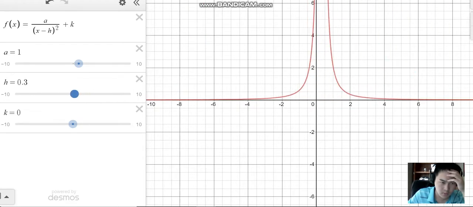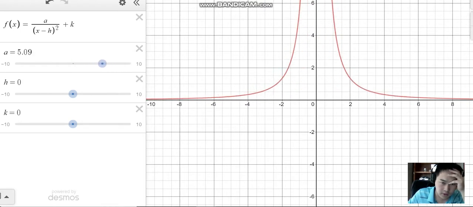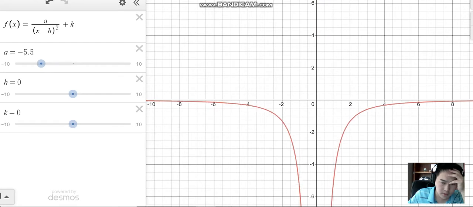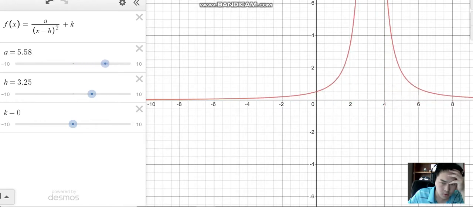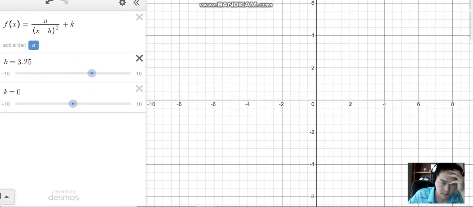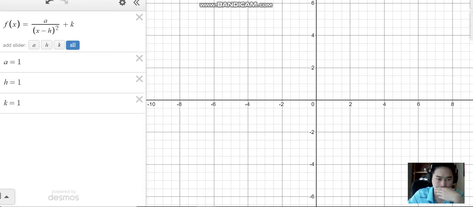So we just set this at 1. And a, as per usual, is dilation. And once it flips, it goes over to the negative side. Okay, so that's pretty clear cut. Solving for x, the algebra is quite simple.